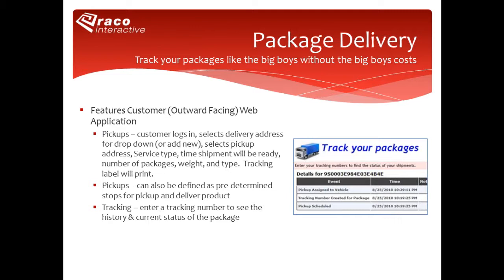The next part, the second piece of the puzzle, would be what we call the customer, or outward-facing, web application. This is where your customer would schedule their pickups. They would log into our website, which typically we have embedded into your website, and that site can either be hosted on your server or hosted on a third-party box. The customer then selects the delivery address from a drop-down or adds a new one. They select the pickup address, the service type, again, overnight, next day, the time the shipment will be ready, the weight, the type, and automatically print their own tracking label on an attached laser printer on their own network.